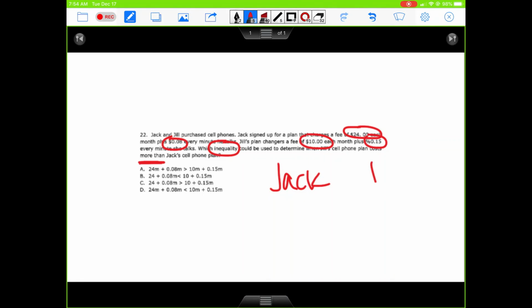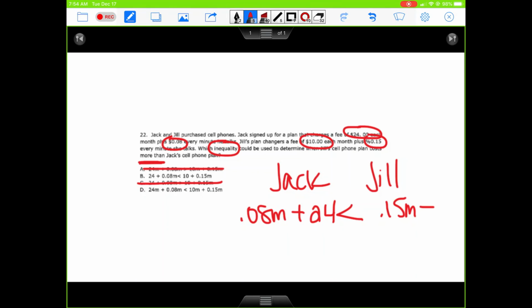So we have Jack and Jill, and they went up the hill. Jill's is going to be more. So first of all, we have this inequality. Let's look at our answer choices. Which one's going to be crossed out? A and C. So Jack gets charged 8 cents every minute, and then $24 as well for each month. Jill gets charged 15 cents every minute and $10 as well. So there is your inequality, and the one that matches it is B.